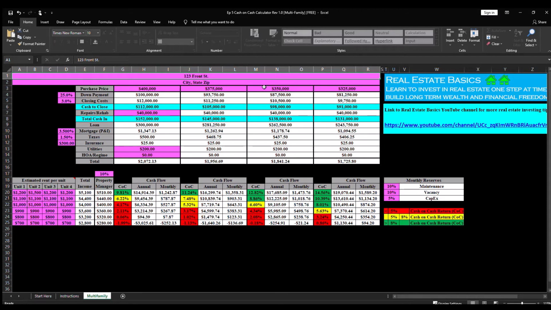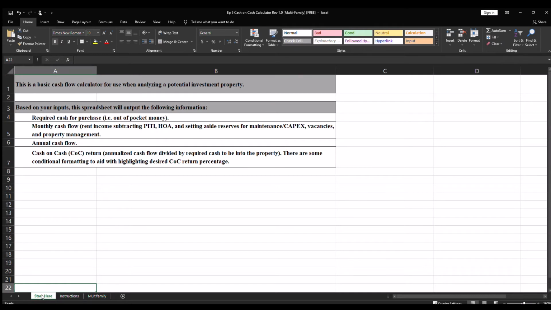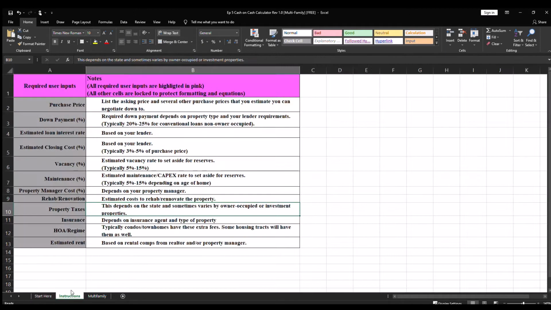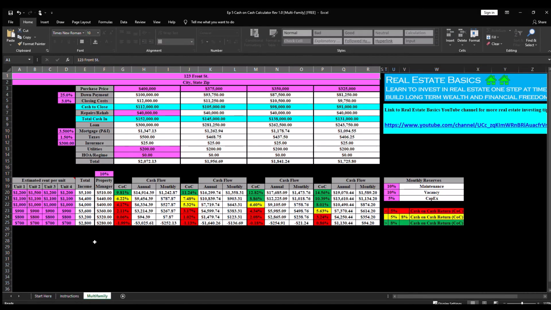This is episode 5 and today we'll be going over my cash flow and cash on cash calculator within Excel, this time for multifamily. So very similar to the single family spreadsheet, we have 3 tabs. The Start Here tab, which just goes over based on your inputs, these are going to be your outputs. Basic Instructions tab, which is going to help clarify some of your inputs and what you should use as far as values go. And then just note that all cells requiring your input are going to be highlighted in this pinkish color. Now on to the calculator itself for multifamily.